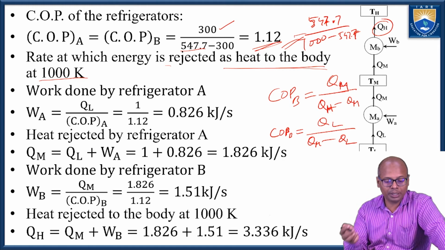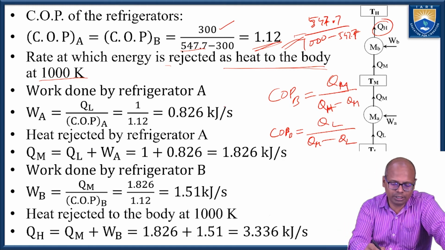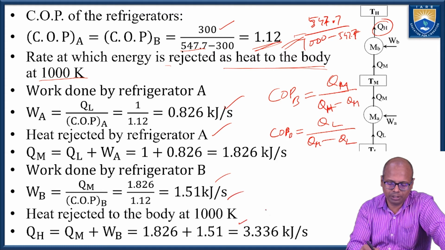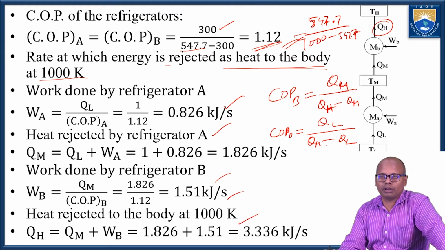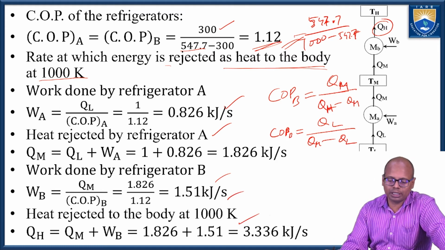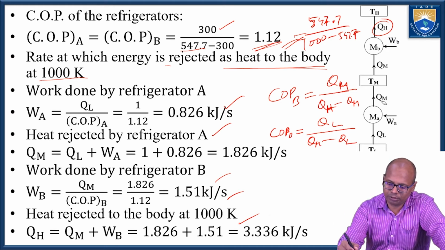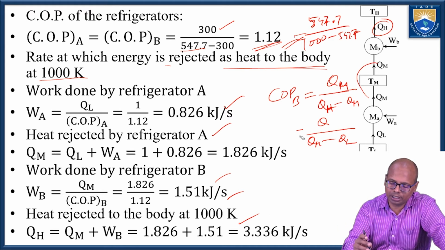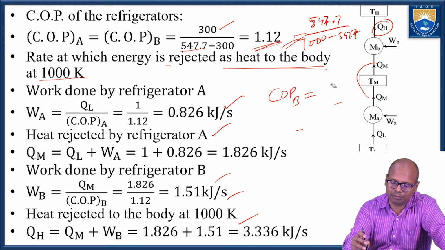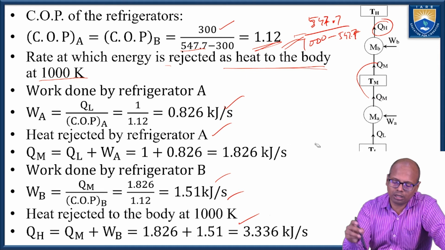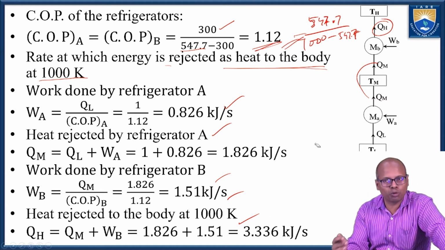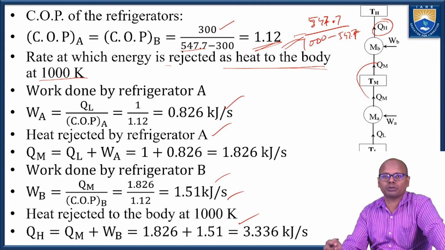Okay, so in the textbook, if you see, they have given it in this manner, and this is also a valid answer. So what I am doing here is first finding QM. For finding QH, I have to first find QM. Heat rejected by the body A or heat absorbed by the body B, both are equal. That QM I have to find out.